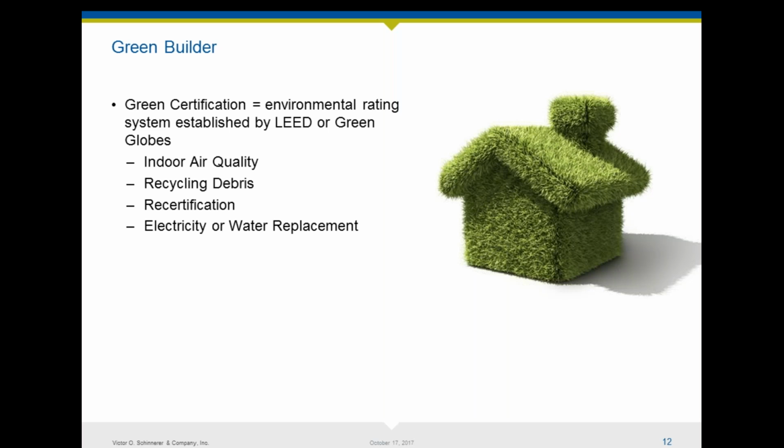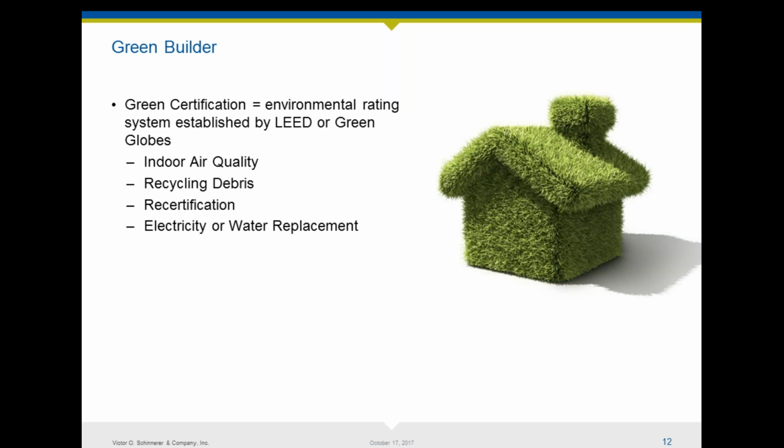The Green Builder endorsement is available through our program, and when you are a Green Builder, you do need to be certified by either LEED or Green Globes. That certification is required. When the construction site is certified as a Green Builder, they have some unique expenses if there was a covered loss, such as recycling debris or getting recertified as a green builder.